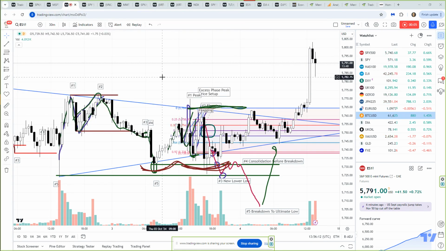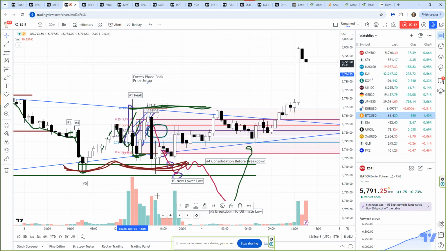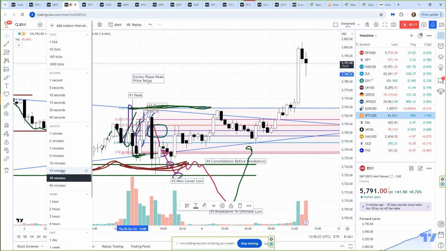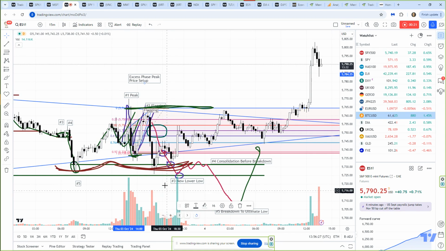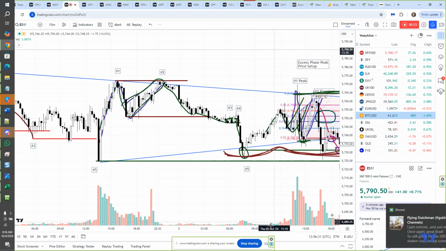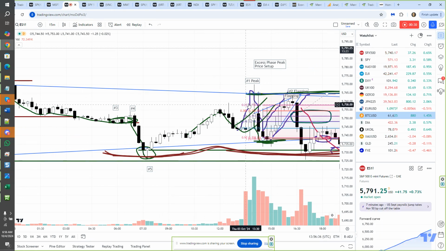I'm doing a quick little update to the excess phase peak pattern that we talked about just a couple of days ago on the ES. You can see it here. I'll go back to 15-minute, which is where I think I was on the original chart. So you can see, yep, here you go. You can see the excess phase peak pattern, okay? And you can see this rolling top moving into this flagging formation. Then we had the breakdown into support.